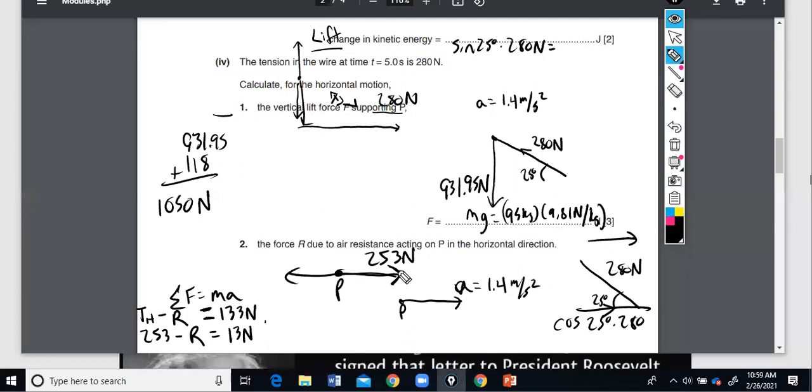Here's our paraglider pulled along, with some resistive force here, for a net force of 133, producing the acceleration that we know we have. So if we add R to both sides and then subtract 133 from both sides, we'll have solved it. And so R is just 253 minus 133, or 120.